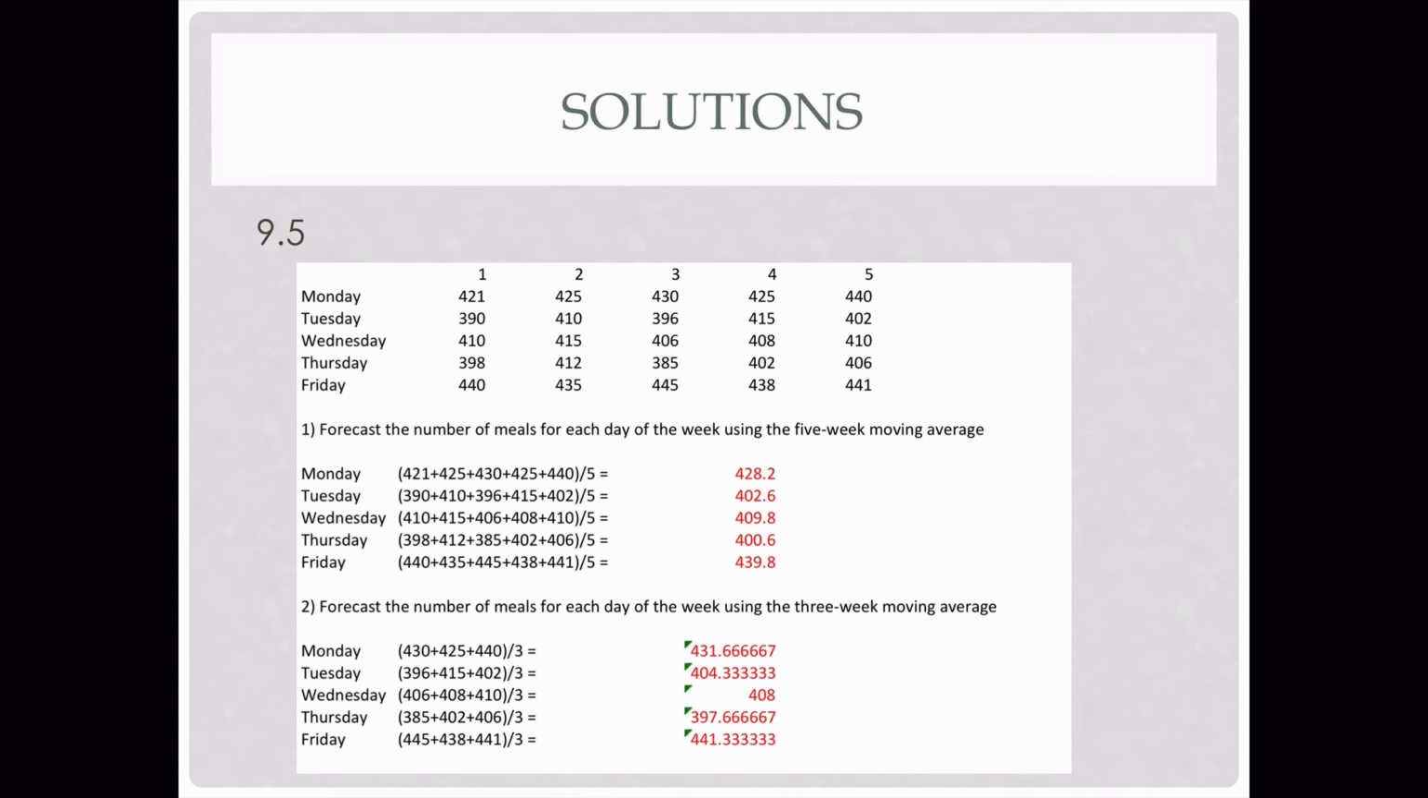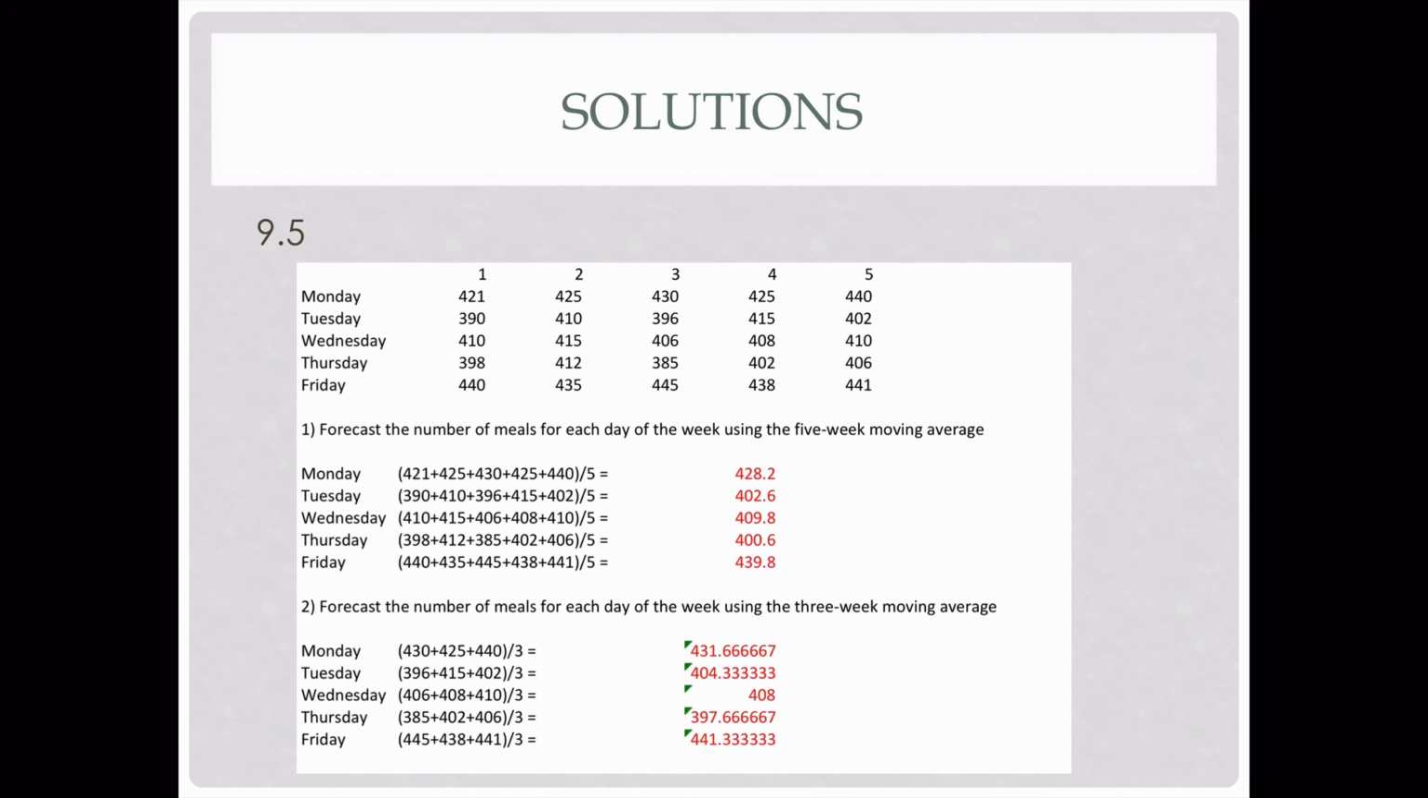Okay, problem 9.5. This is moving average. In a 5-week moving average, you're just going to take your 5 Mondays and add them together and divide by your moving average amount, which is 5, and you're going to take your Tuesdays and do the same thing. The keys to doing moving averages are 2 things. 1, you always want to use your most recent data, and 2, you want to make sure that you're dividing, you're doing an average.